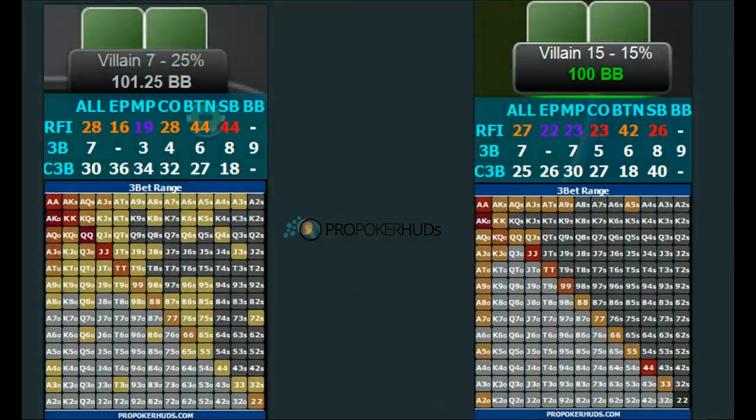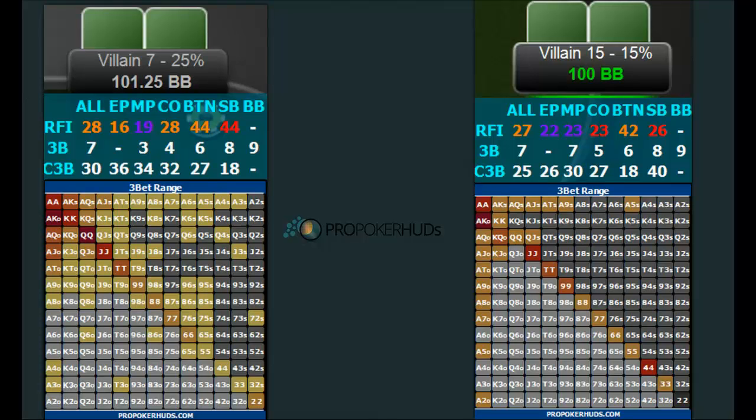Moving on to the 3-bet heat maps, we have a similar example. Here, both players have the same total 3-bet at 7%, and again, the heat maps vary drastically, providing us information we otherwise would not have. In this instance, the player on the left clearly has a 3-bet bluffing range, while the player on the right has a much more value-oriented 3-bet range.